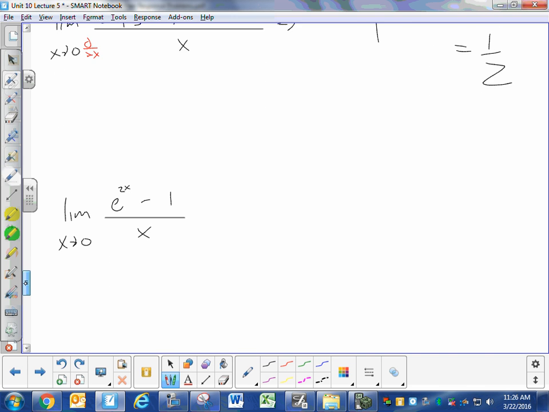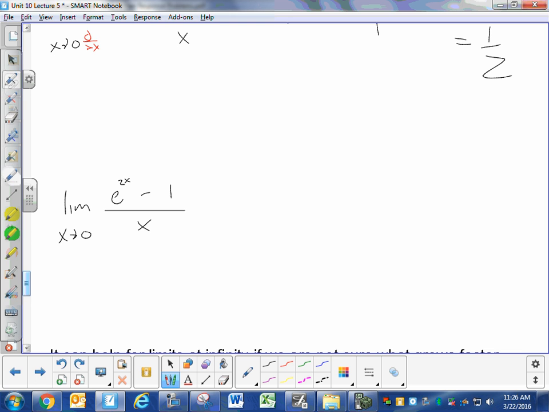Okay? Well, now we come to this impossible one. We can finally find this algebraically impossible limit by taking the derivative of the top and the bottom and finding its limit as x approaches 0.